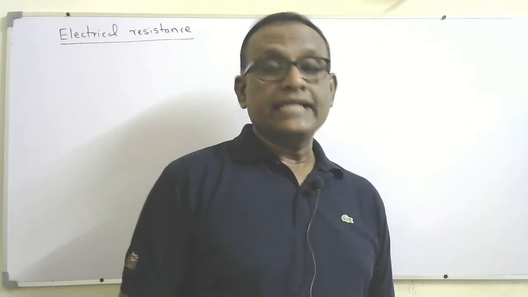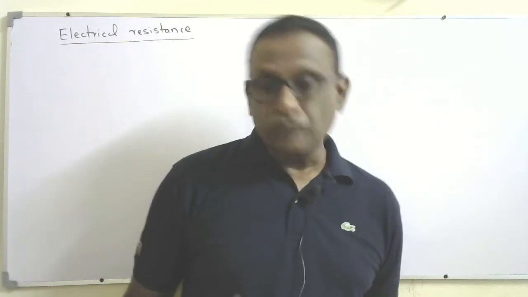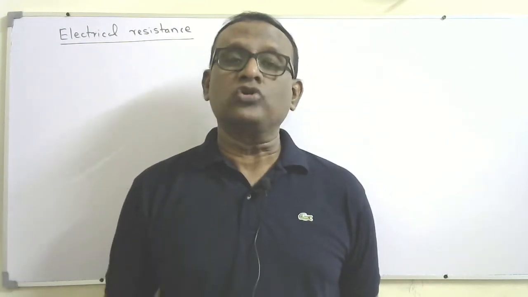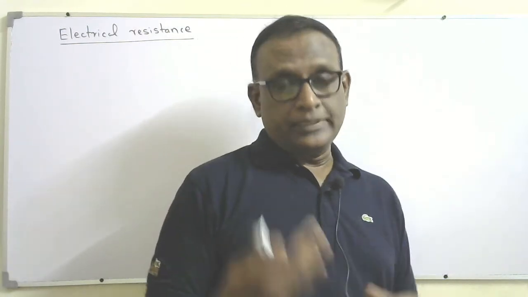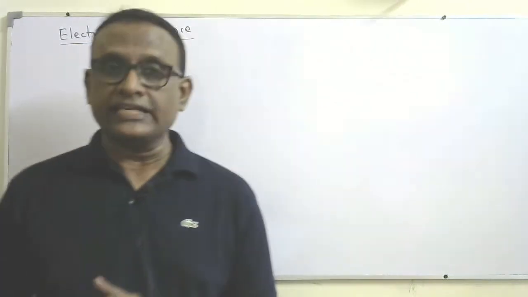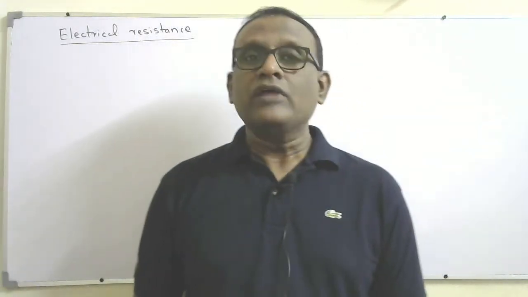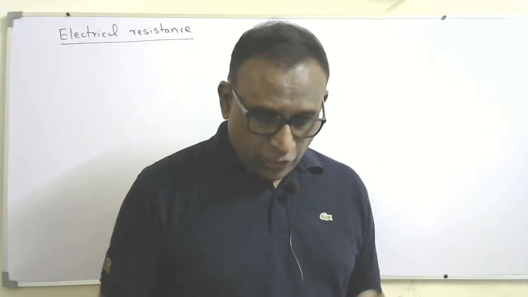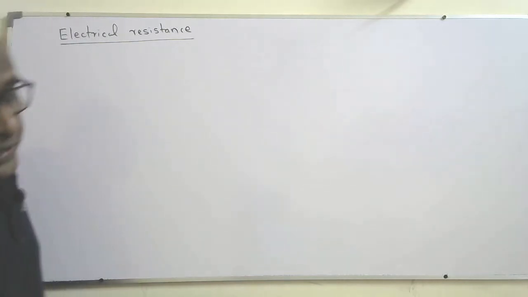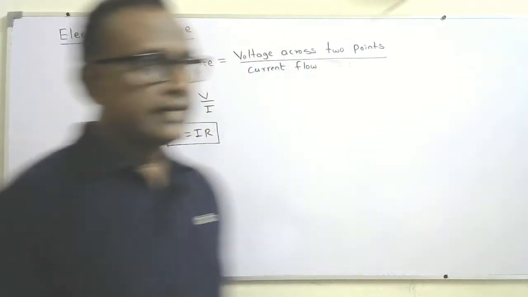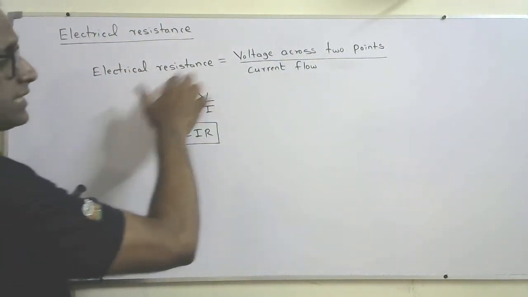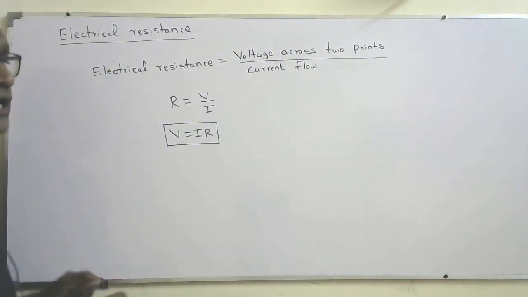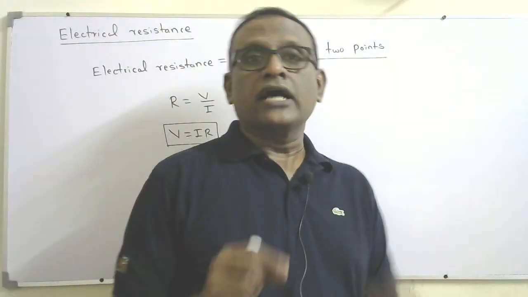Okay, so next topic is electrical resistance. What is electrical resistance? The electrical resistance of a material is the ability to oppose the flow of electrons. That's the electrical resistance, the ability of the material or component to oppose the flow of electrons. But when we define electrical resistance, we define it by using this equation. Electrical resistance equals voltage across 2 points over current flow between those 2 points, so current flow through the component.